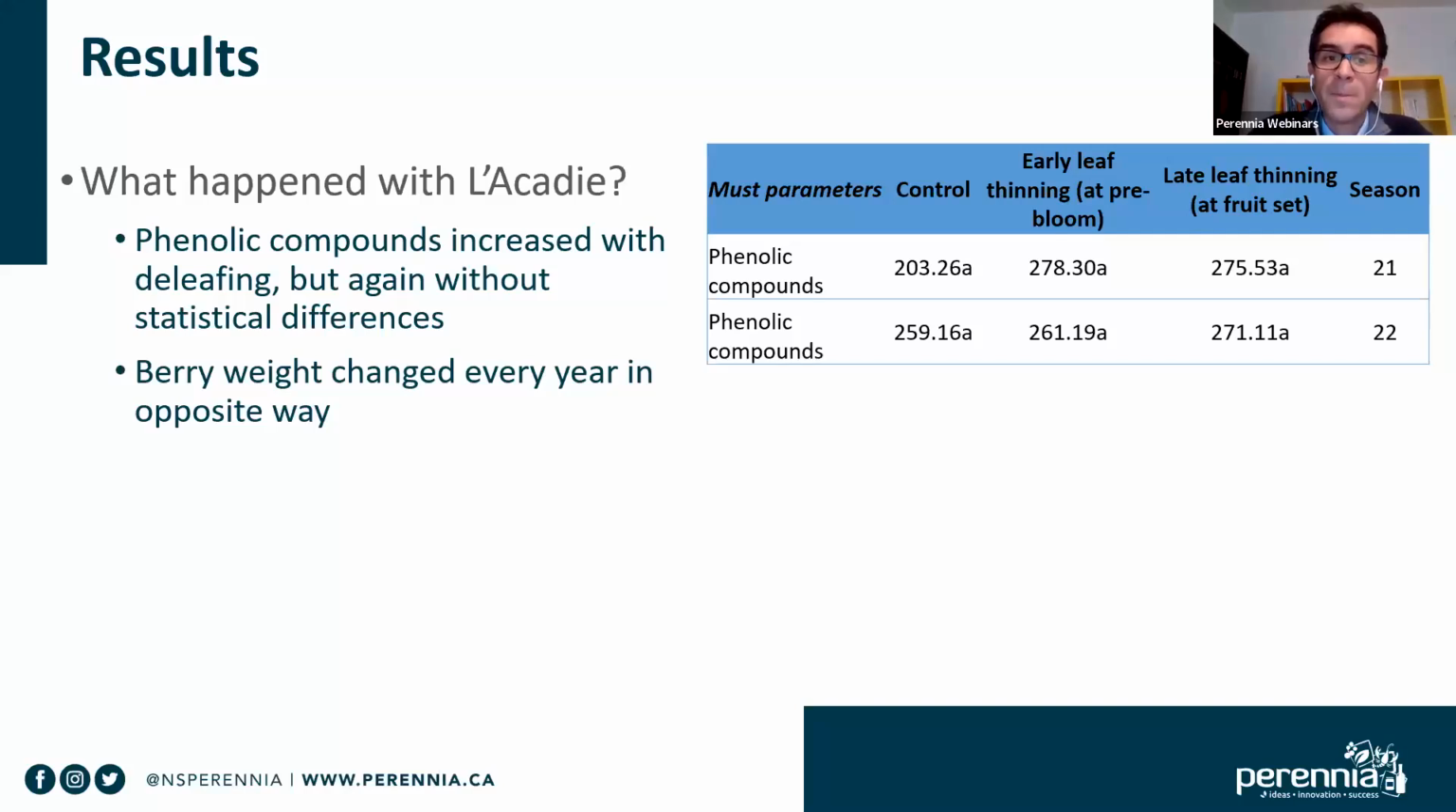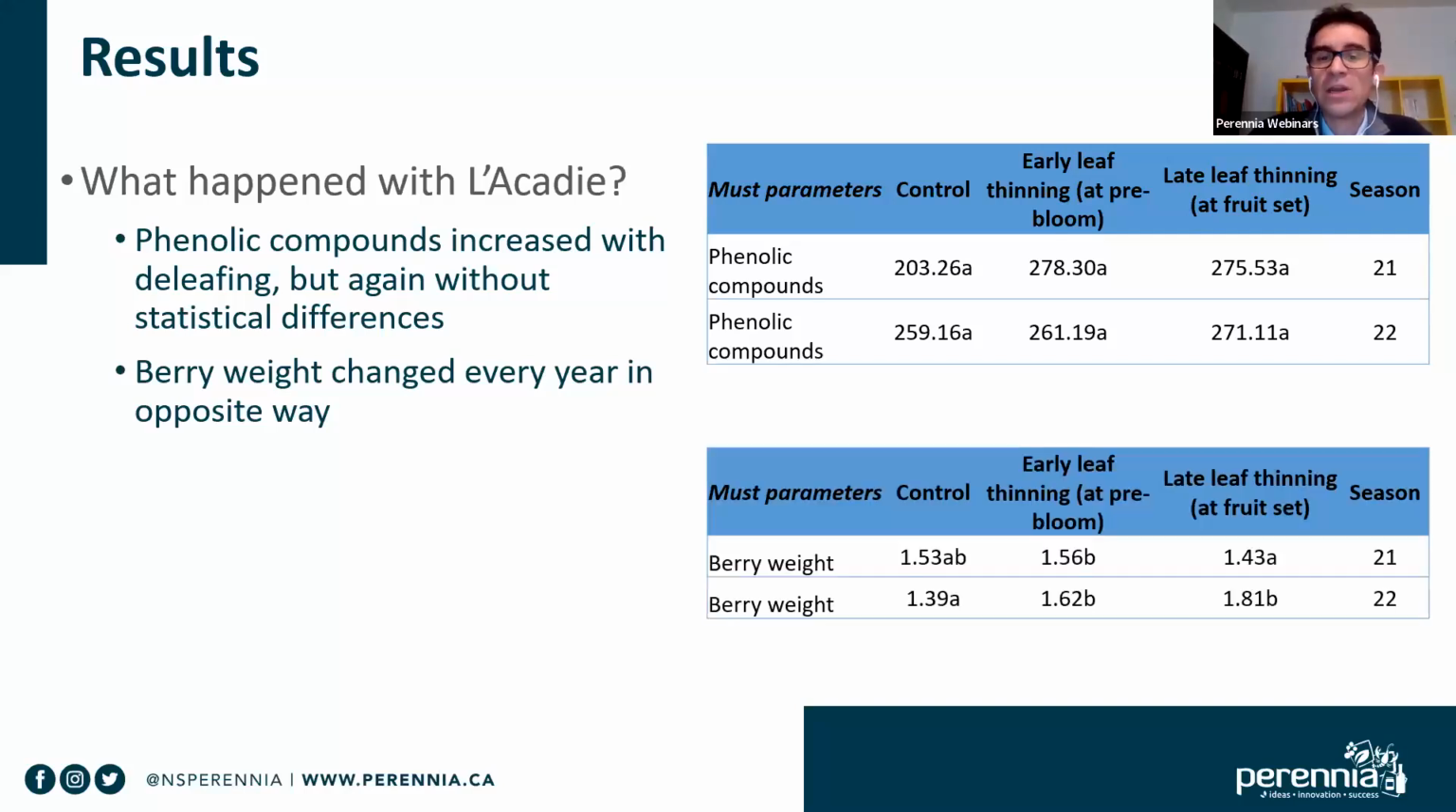On the other hand, berry weight changed every year in the opposite way. For example, in 2021, you can see that the control has one of the highest weights and the leafing at fruit set was the lowest. Meanwhile, in 2022, the opposite happened.